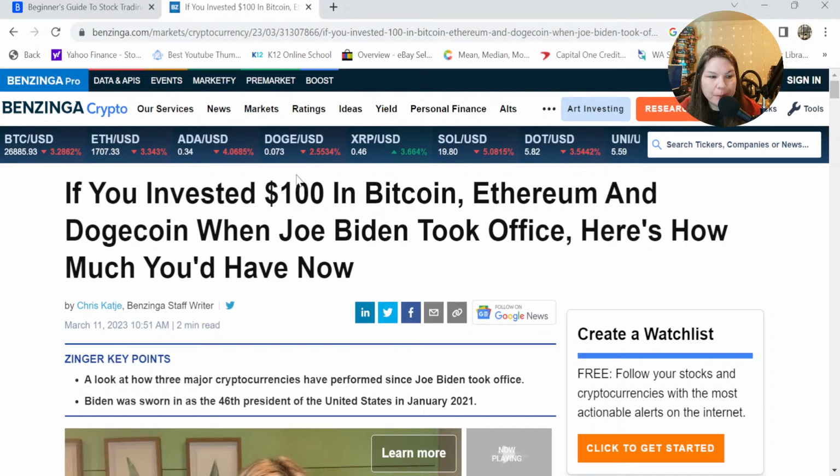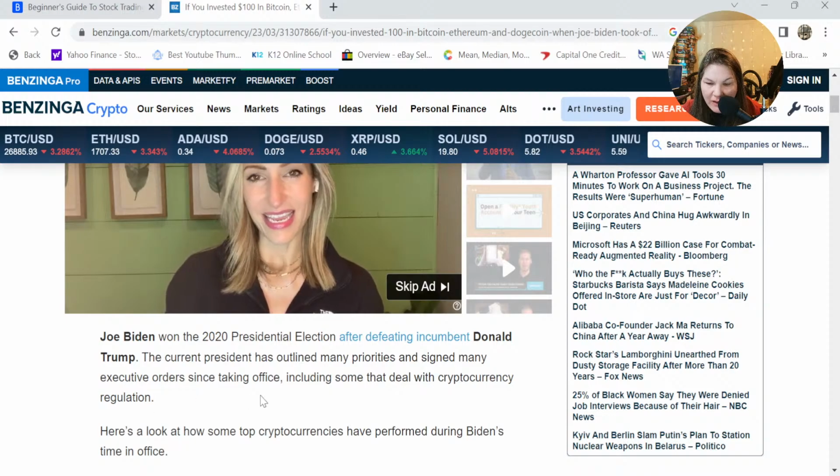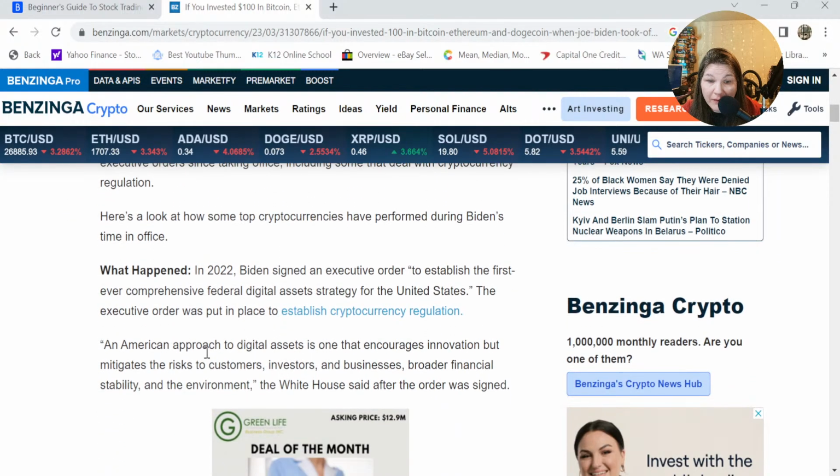Joe Biden won the 2020 presidential election after defeating incumbent Donald Trump. The current president has outlined many priorities and signed many executive orders since taking office, including some that deal with cryptocurrency. Here's a look at how some cryptocurrencies have performed during Biden's time in office.